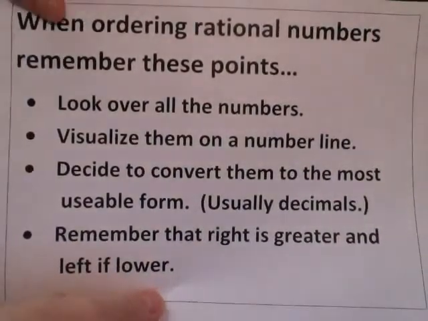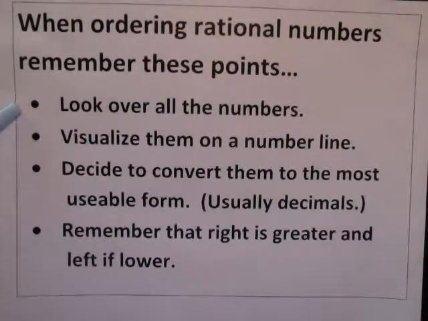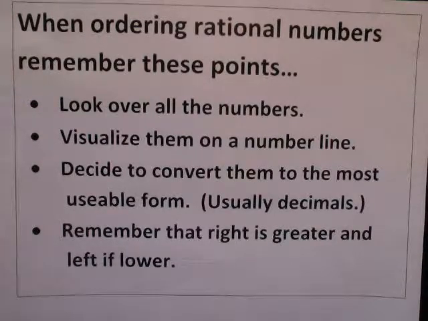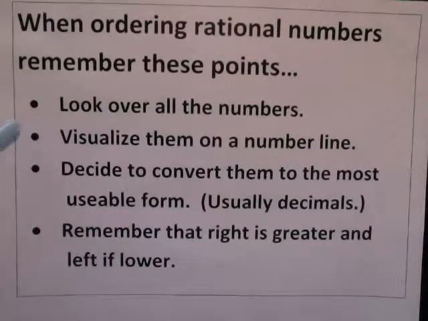When ordering rational numbers, here are some points to remember. First of all, look over all the numbers. Usually, if you look over the numbers, you can figure out a whole lot about where they are in terms of greater than, less than, and on the number line. So first of all, look at your numbers carefully. Then visualize them on the number line. Usually, you can eliminate the greatest and the least just by looking at where they are on the number line.